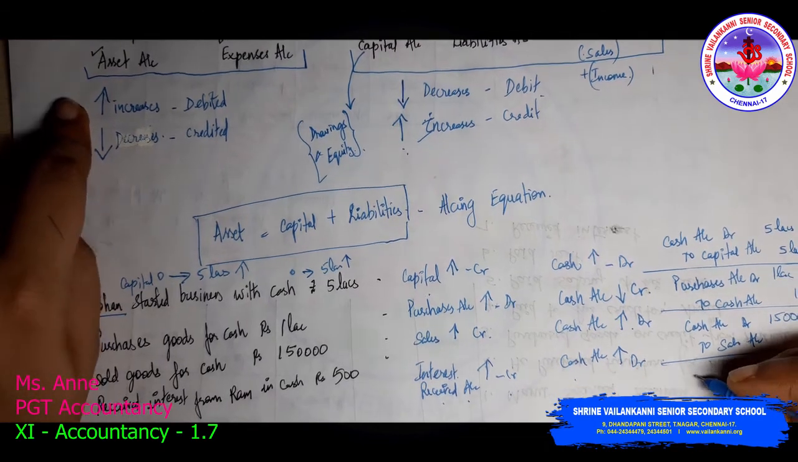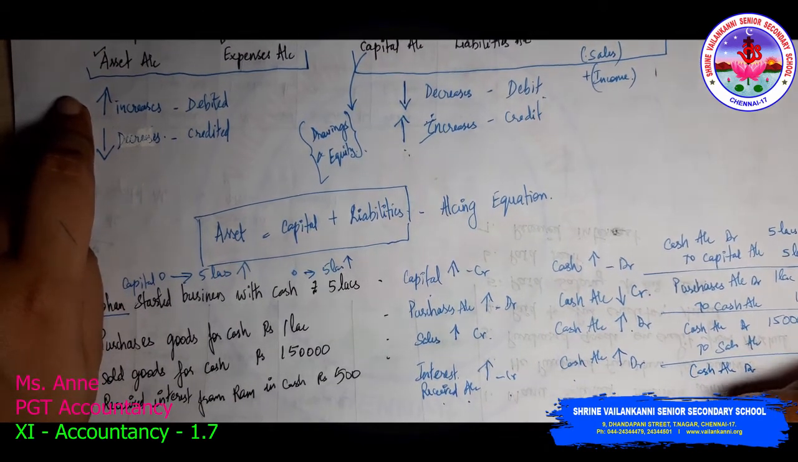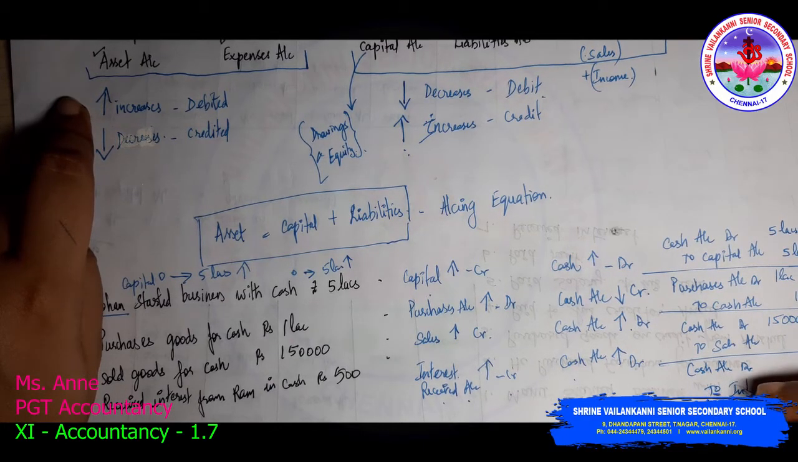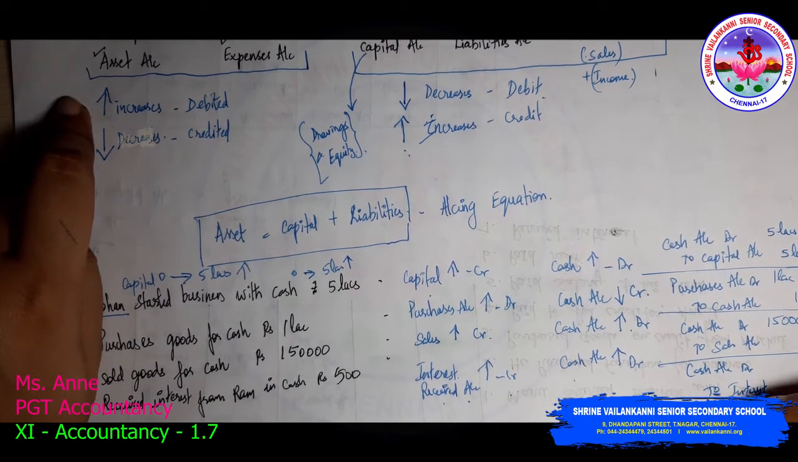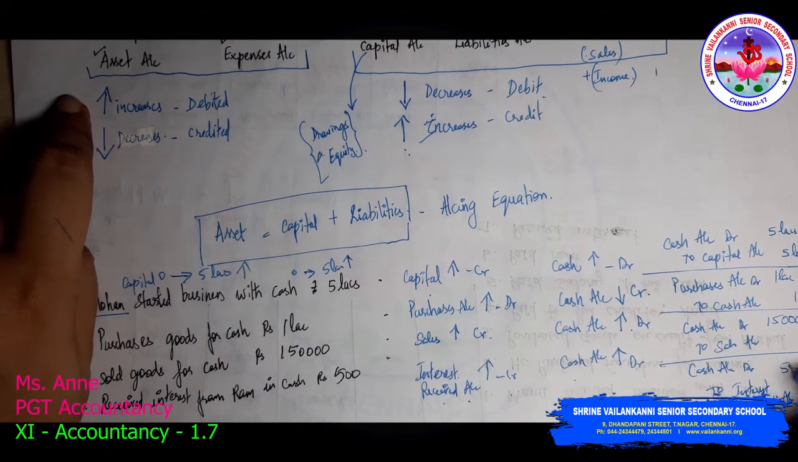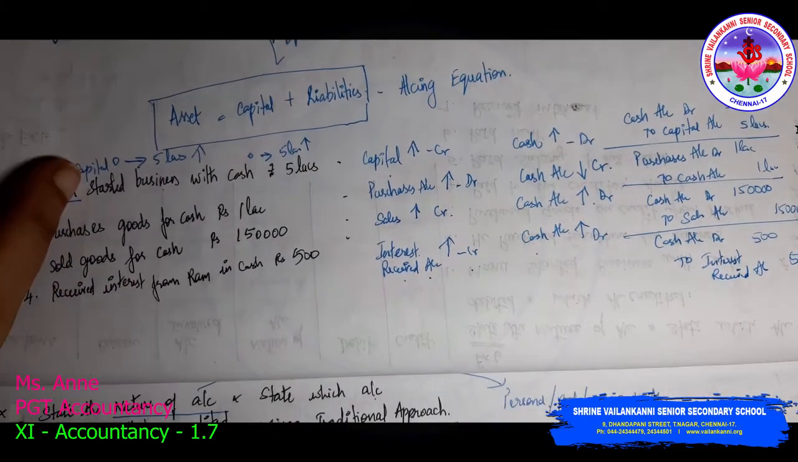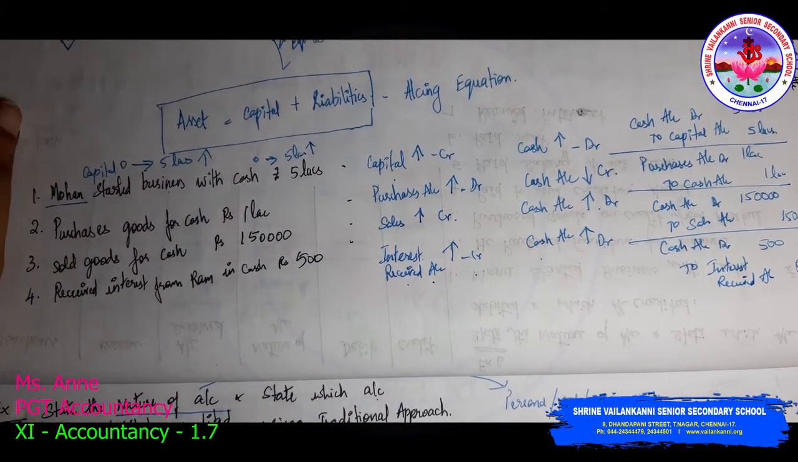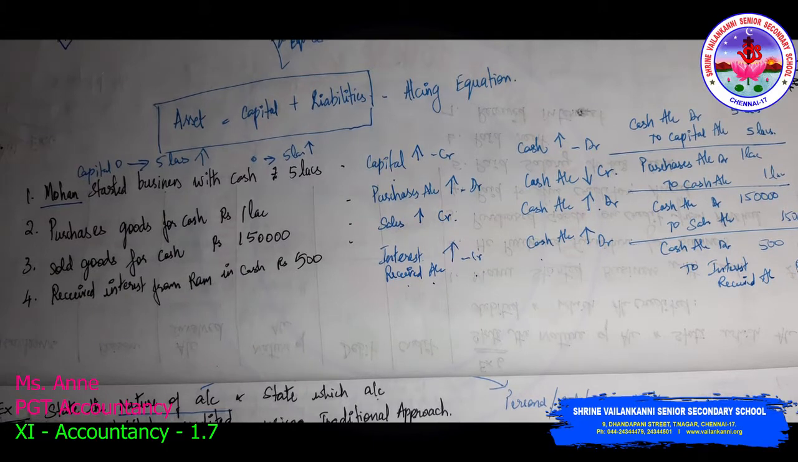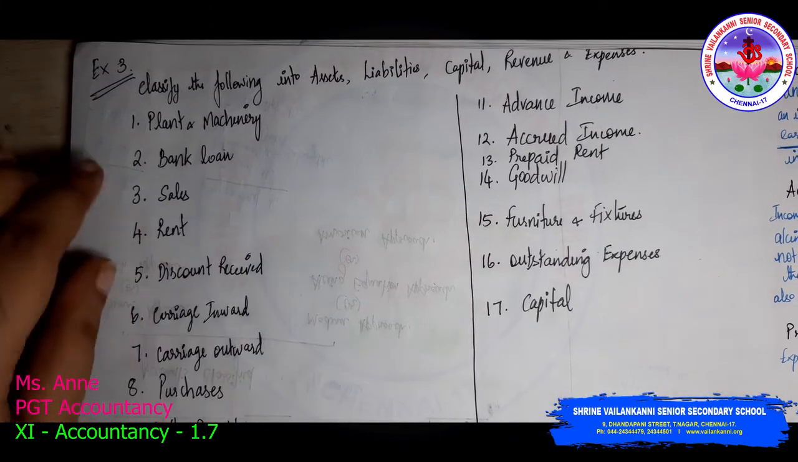So what the entry will be is cash account debit to interest received account. Okay, so 500. I'm sure that you are able to understand this clearly. I hope that you are able to see this.